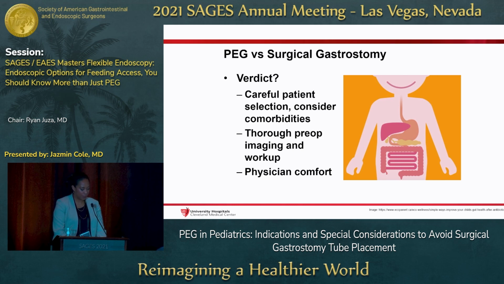Which technique is best? The short answer is we don't know, and our current scholarship is yet to be able to provide consistent evidence in favor of one technique or another. The key seems to be careful patient selection, taking into consideration each patient's comorbidities and anatomic specifications, as we've already discussed. The patients who are more medically complex require thorough preoperative workup with upper GI imaging and ultrasound imaging, again, to rule out malrotation, situs inversus, and to evaluate for organomegaly that may preclude safe PEG placement. And then lastly, but very importantly, is individual physician comfort with one technique or another.